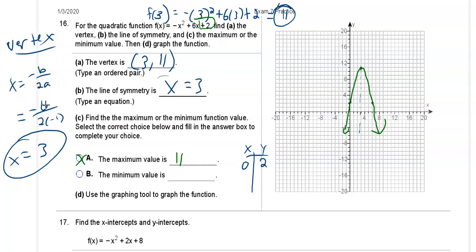All right, and then to find the vertex, x is equal to 3. Use the same formula, negative b over 2a. You plug in 6 for b, negative 1 for a. Comes out positive 3 when you do that. And you plug it in here to get 11.